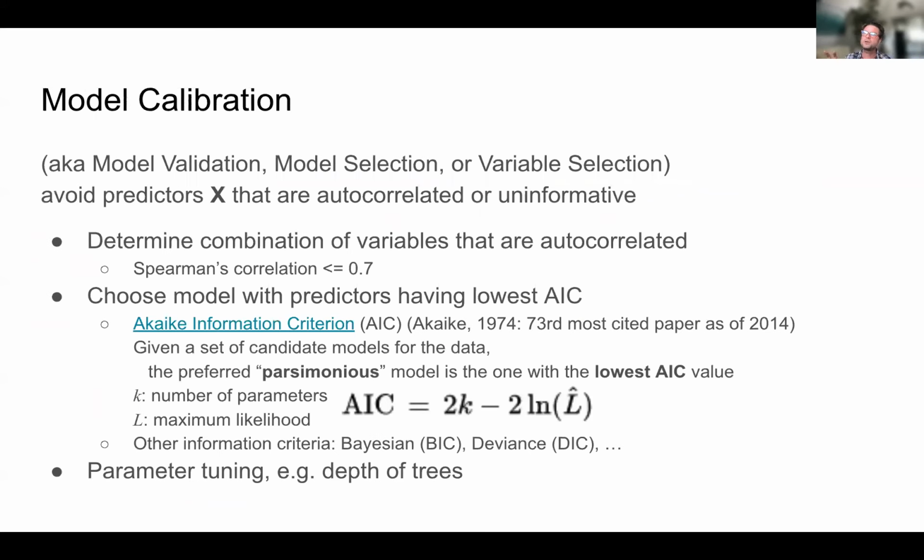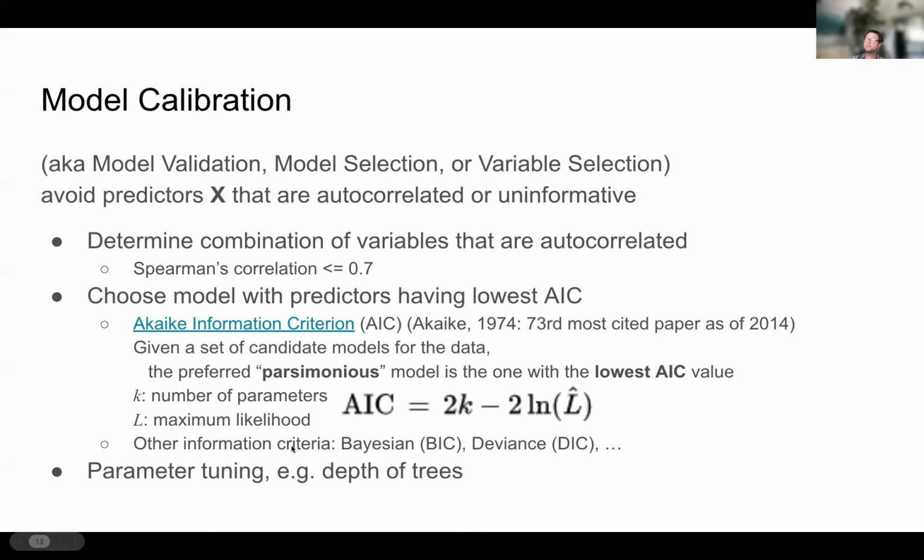So that's where this model calibration comes in, and sometimes it's also called model validation, model selection, or variable selection. And what we want to do is we want to avoid, well, one, predictors that are autocorrelated. So that's that multi-collinearity issue that we had talked about before and you guys had last quarter. And then also variables that are uninformative and unnecessary parameters. So how it gets there.